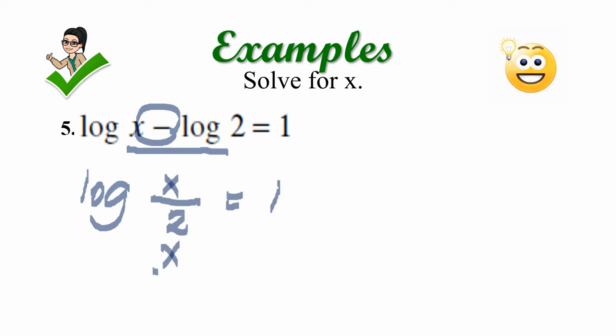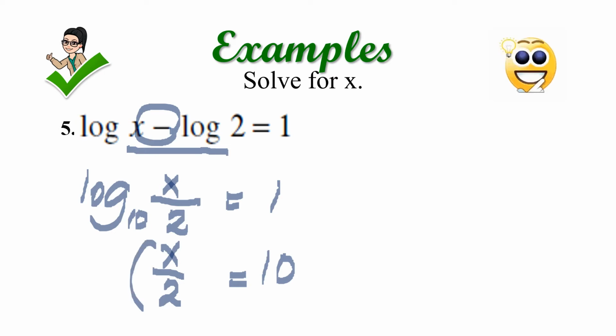Simply copy x over 2 equals, so 10 here is our base. Then transpose it to the other side, to the right, and simply copy 1 as the exponent. Now, if it is 1, no need to write 1. So, x over 2 is equal to 10. This is now a simple equation.